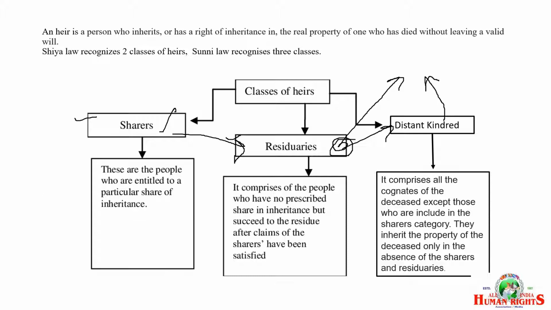Here, sharers are the people who are the closest relatives of the deceased person, and the residuaries are a little further relatives, that is a relative of a relative, or you can say nephew, niece. The distant kindred are the distant relatives. An estate is when a property is not inherited by anyone and it is passed on to the government due to lack of legal heirs. It is known as escheat. It is spelled E-S-C-H-E-A-T.